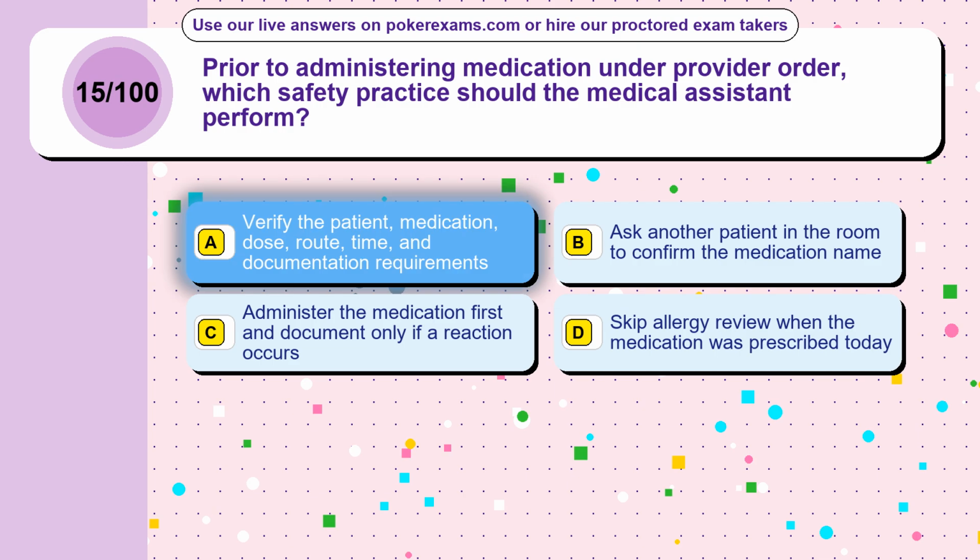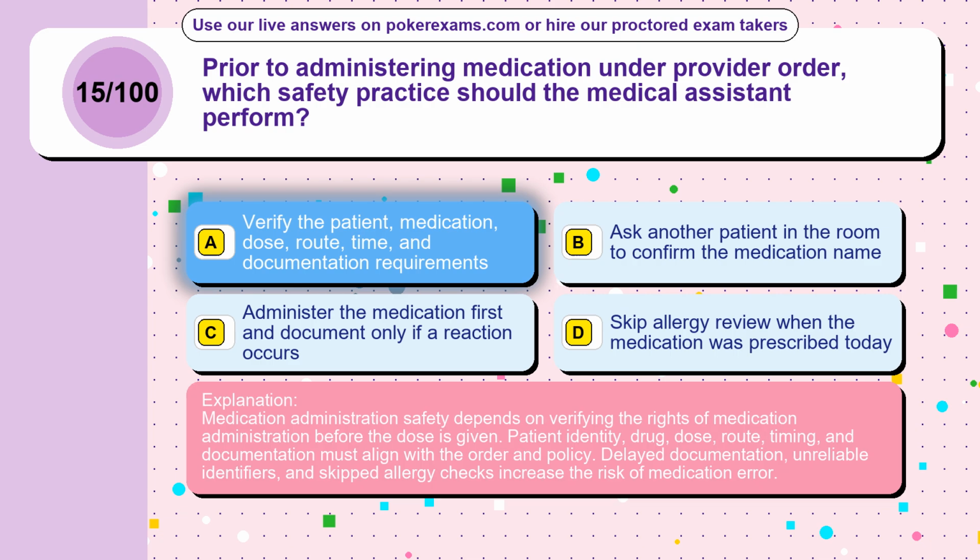The correct answer is option A, verify the patient, medication, dose, route, time, and documentation requirements. Medication administration safety depends on verifying the rights of medication administration before the dose is given. Patient identity, drug, dose, route, timing, and documentation must align with the order and policy. Delayed documentation, unreliable identifiers, and skipped allergy checks increase the risk of medication error.